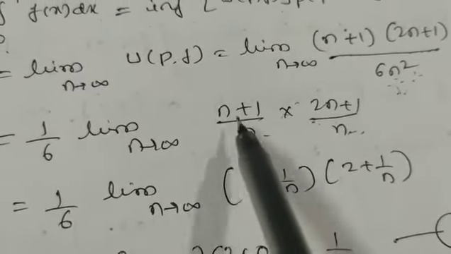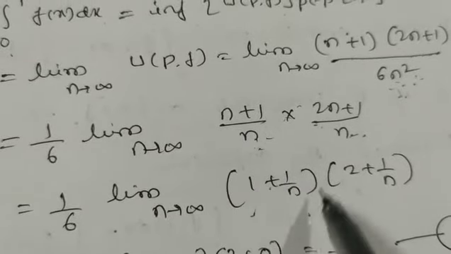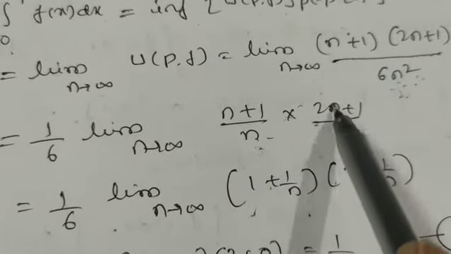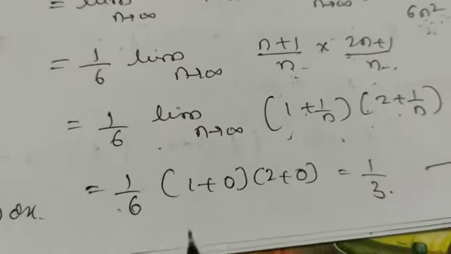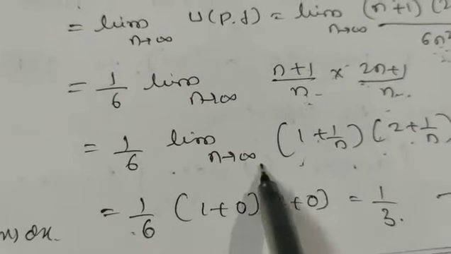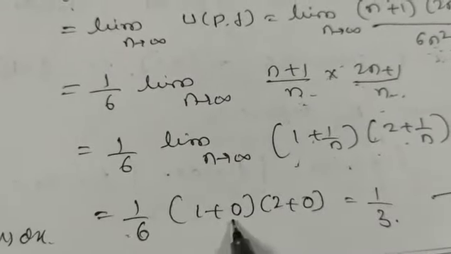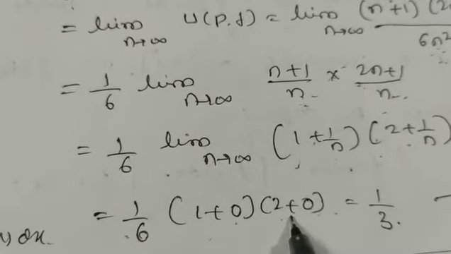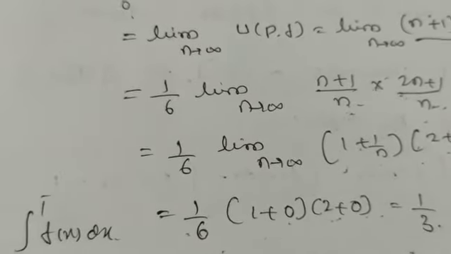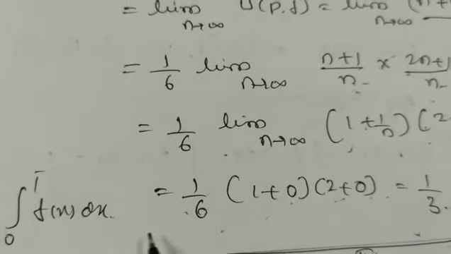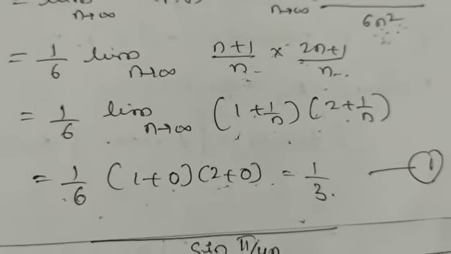So separating the terms, we get (1 + 1/n) into (2 + 1/n). Substitute the limit as n tends to infinity: 1/n becomes 0. This is (1 + 0) into (2 + 0), which is 2, divided by 6, which is 1/3. So the integral from 0 to 1 of f(x) dx is equal to how much here? 1/3.